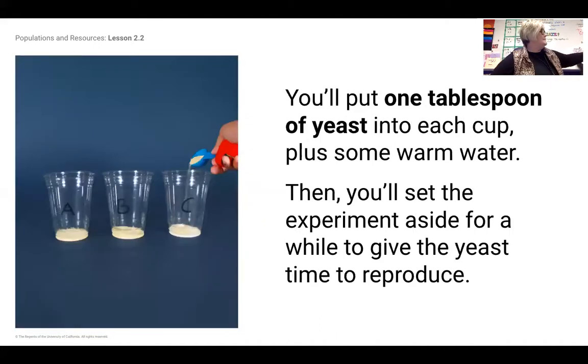Then we're going to put some yeast in all 3 cups. We're going to put the same amount of yeast. You are going to use your large tablespoon to put 1 tablespoon of yeast in all 3 cups. You're going to add some warm water, and I'll tell you exactly how much in a minute. And then you're going to set the experiment aside for a while to give the yeast time to reproduce.